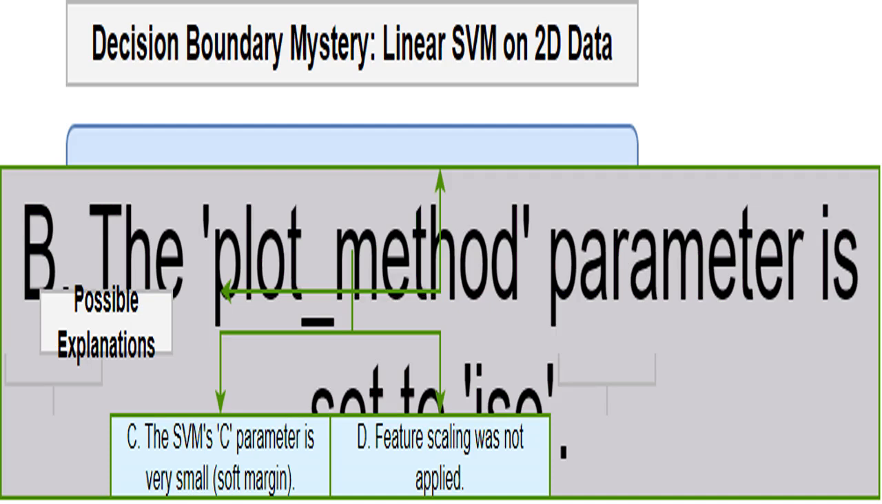The C parameter in an SVM controls the trade-off between maximizing the margin and minimizing classification errors. A small C creates a soft margin, allowing some points to be misclassified. This can lead to a less distinct, potentially curved, boundary.